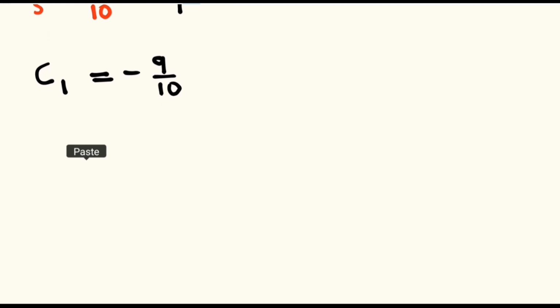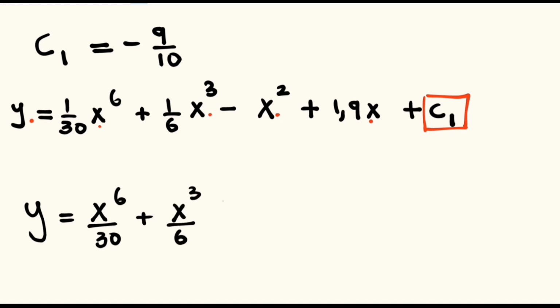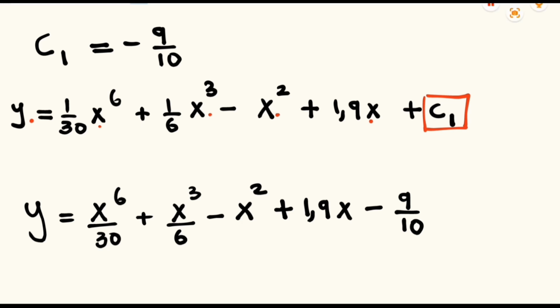So the value of c1, we substitute it into this equation. Finally, our particular solution, we have y is equals to x to the power 6 divided by 30 plus x to the power 3 divided by 6 minus x squared plus 1.9x plus, in the place of the c1, we substitute negative 9 divided by 10, and this will be our particular solution.